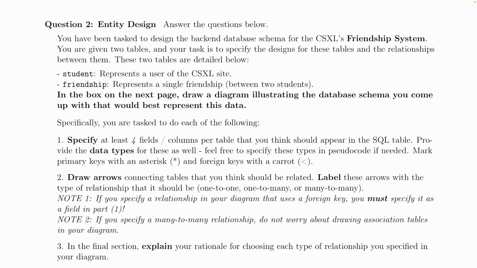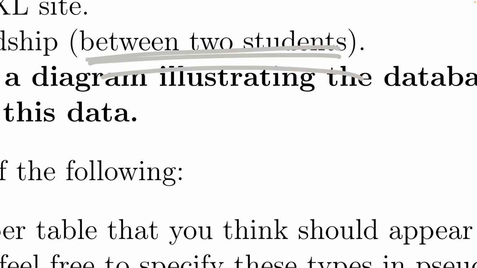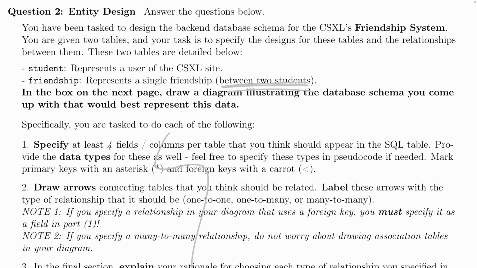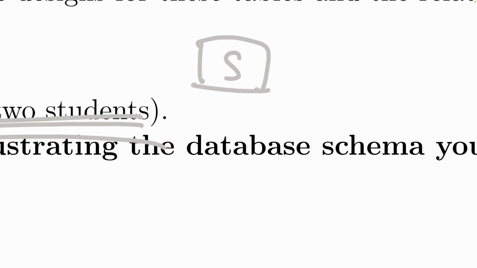So here we're actually only given 2 tables, and we just need to specify the relationship between these 2 tables. We have a student table, which represents a user on the site, and then friendship, which represents a single friendship between 2 students. And it's the same requirements down here as before. So when we're modeling this, we have students, which I'll mark with S, and then friendship, which I'll mark as F. And there's obviously some sort of relationship here.